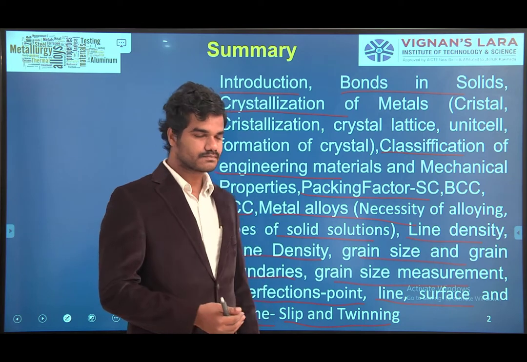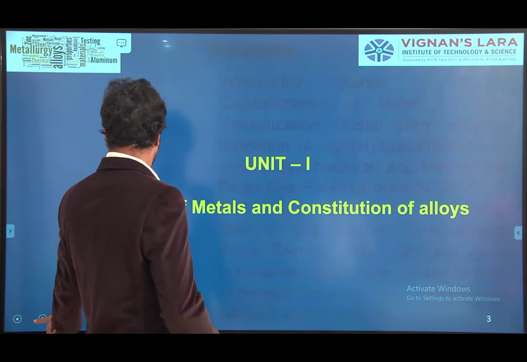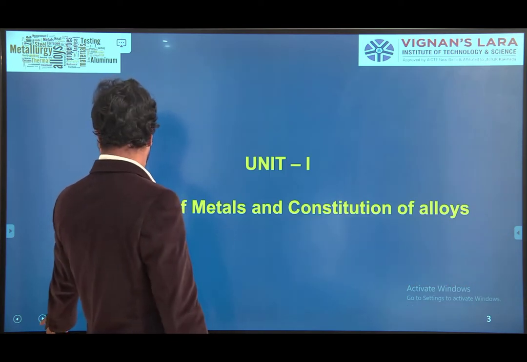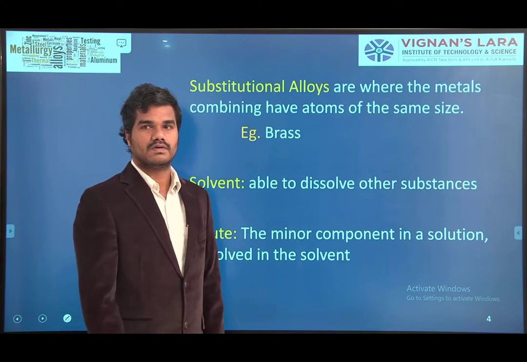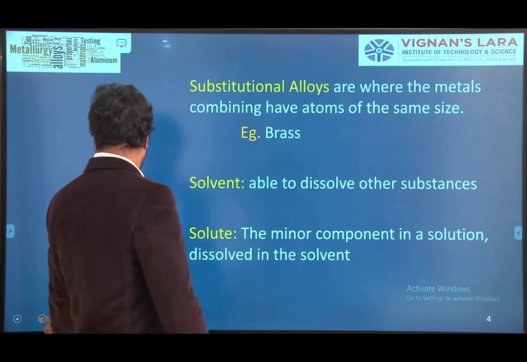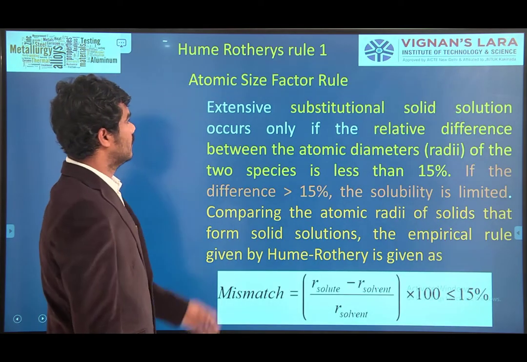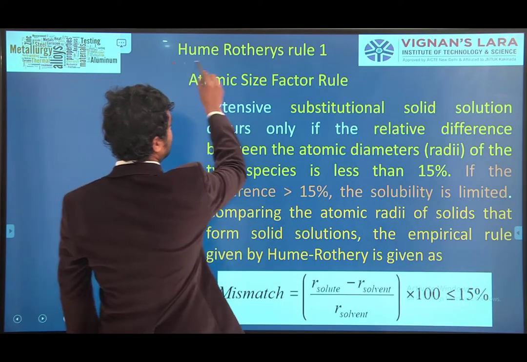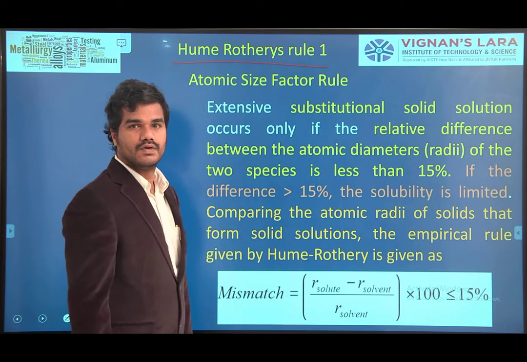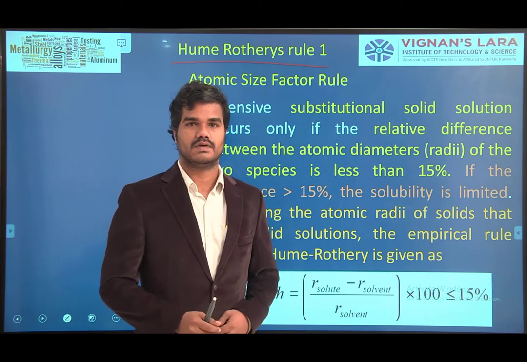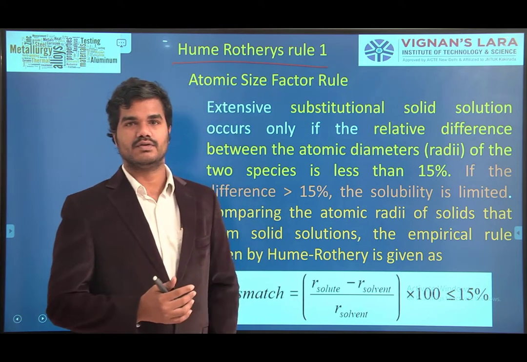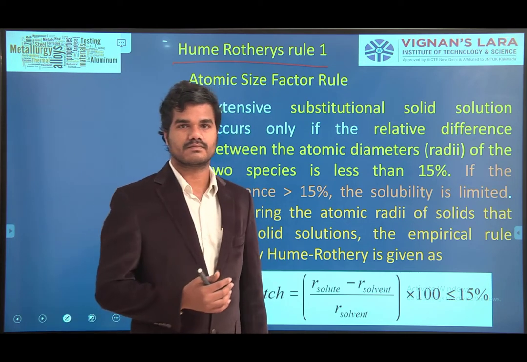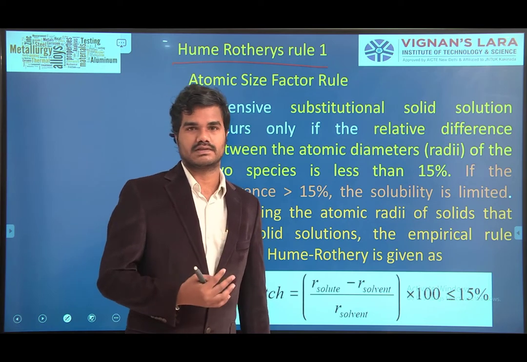As we are in first unit, structure of metals and constitution of alloys, today's presentation is about Hume-Rothery rules. There are 4 rules proposed by Hume-Rothery. Those 4 rules we will discuss today.